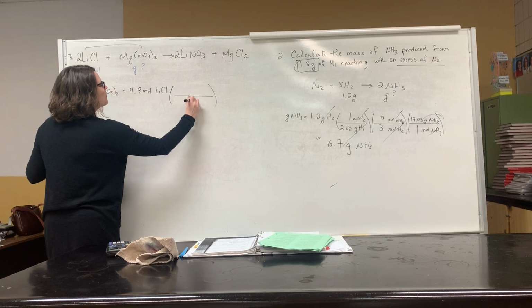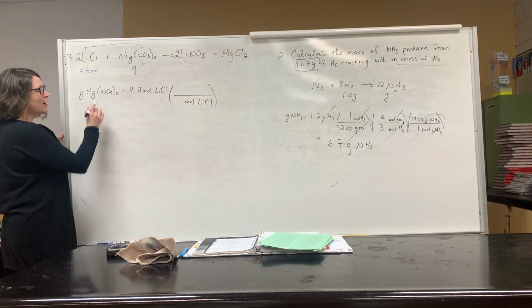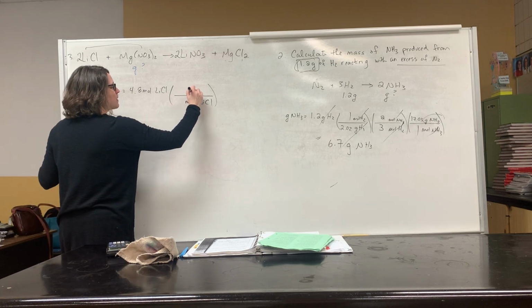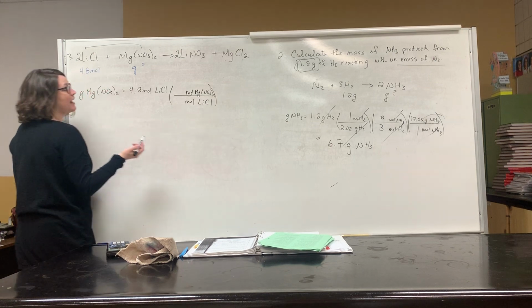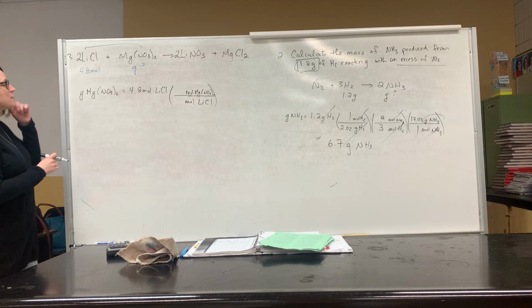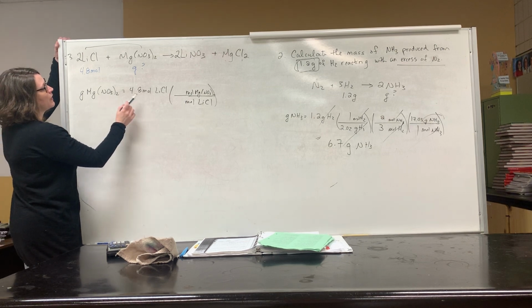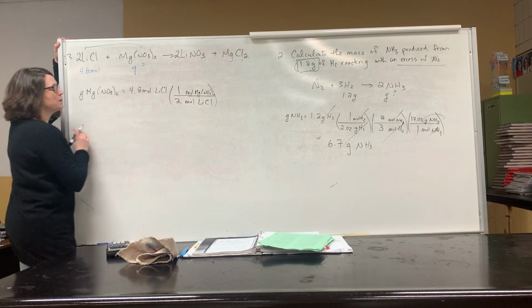So you're going to have moles of lithium chloride on the bottom, and on the top, we're going to have your moles of magnesium nitrate. Okay, and now I look to my balanced chemical equation to find the ratio between them. So how many moles of magnesium nitrate do I have? 1 for every 2 moles of lithium chloride.